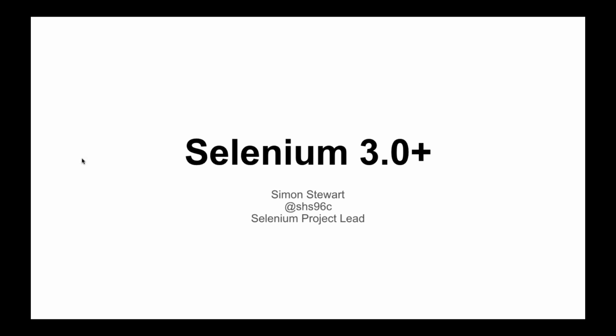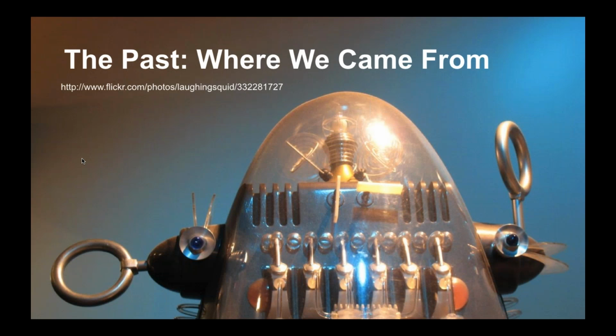So the feature presentation, the thing you're here for. This is a talk about Selenium 3.0, and I think the best way to begin is to go all the way back to the past, where we came from. This is, of course, a 1950s robot, which has absolutely nothing to do with Selenium. But I like the picture, so there you go.